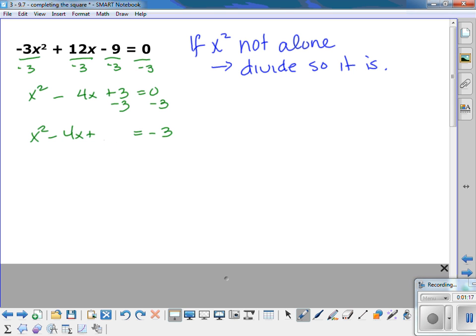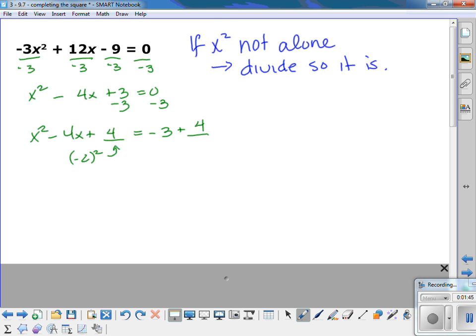And we're going to add something to both sides. So what did we do to figure out what to add? What did we do yesterday? Cut the b in half and square it. Not double it, but square it. Okay. So half of negative 4 is negative 2. And then I square it, and that gives me positive 4. And whatever I add on one side, I have to add to the other side.